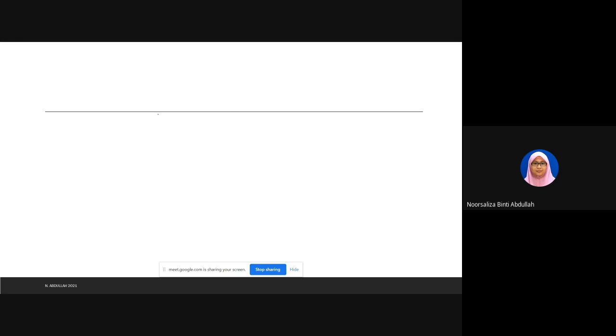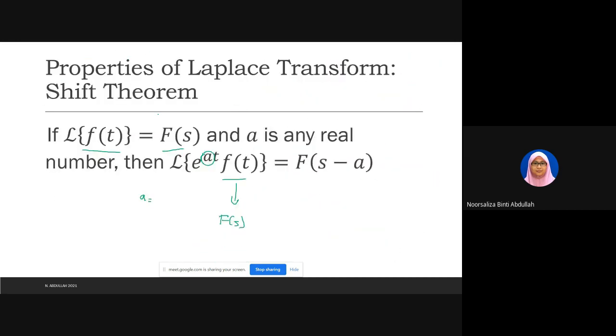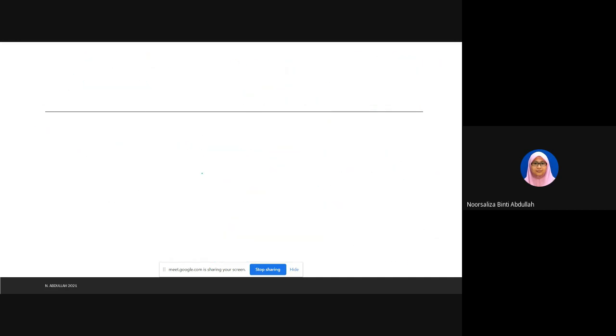The second method you can use is what we learned last week, the shift theorem, because you have an exponent here. If you want to use the shift theorem, this is the indicator that you can use it. So this one will be your f(t). Then you have to find the Laplace of t.